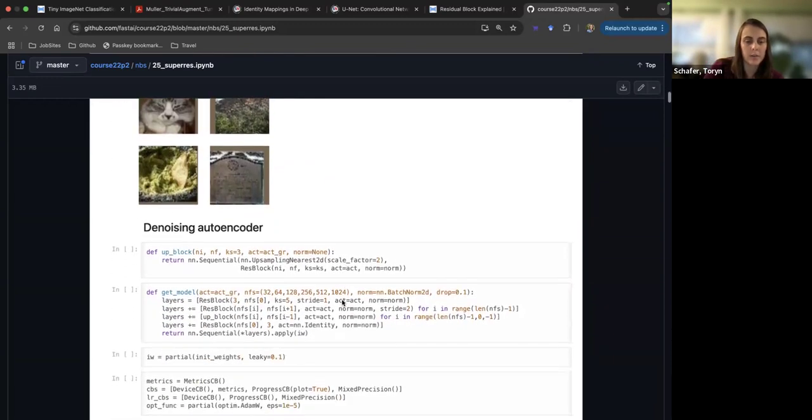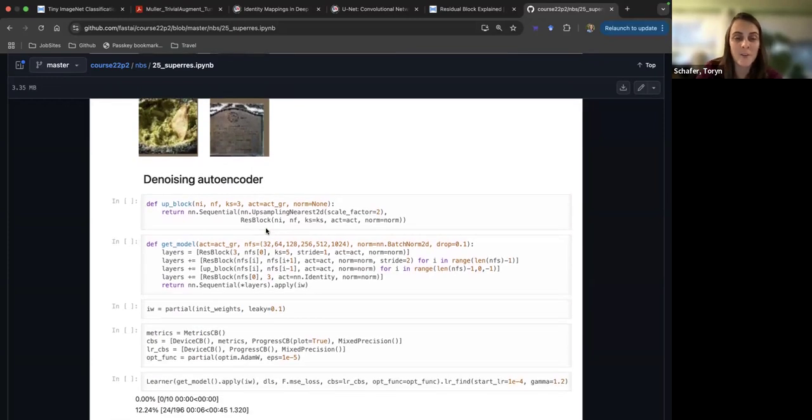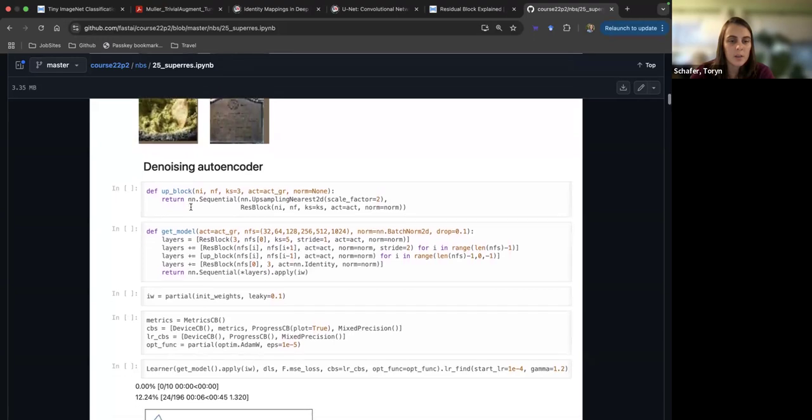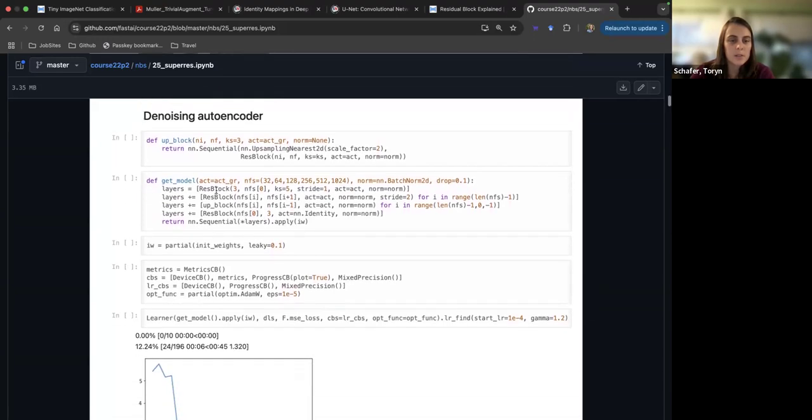Okay, so now we're here where I was saying the autoencoder might be a place to start, if you're just playing around using what we've learned so far in the course. Doing the autoencoder, I have the up block. Okay. And then we have some res blocks, res block, up block.